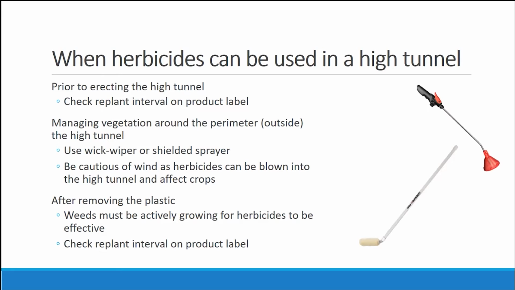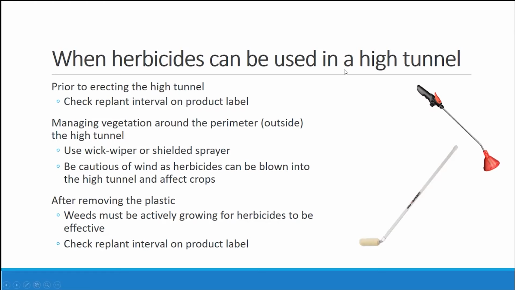After removing the plastic of the high tunnel, let's say you're at that, if you attended our webinar last week, you heard me talk about plastic replacement. Maybe you're at that 5 or 6 year mark, and your plastic's looking pretty shaggy. If it's time to replace the plastic covering, you could apply it then, because it would no longer really be a covered structure, right? So weeds must be actively growing for herbicides to be effective. Keep that in mind, and check the replant interval again on the product label.